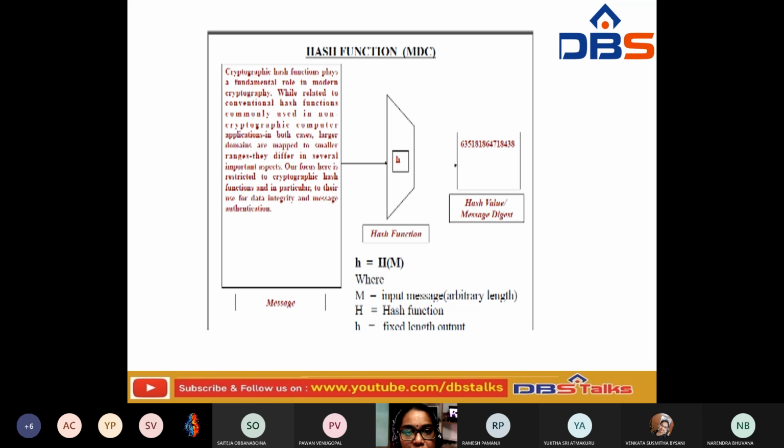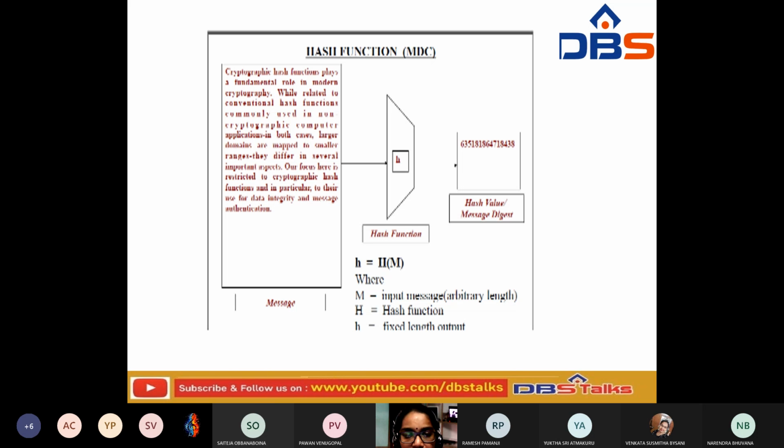Next, suppose this is a large message. By using the hash function, we convert this large message into a fixed length. Here this is message m, this is the hash function H that we apply, and this is the converted message of fixed length.